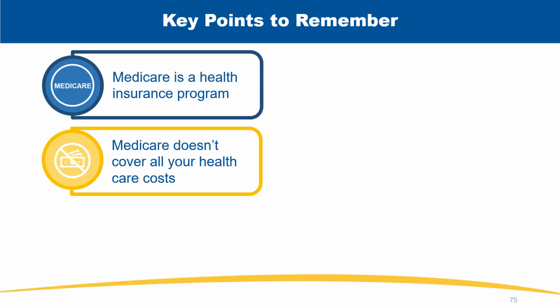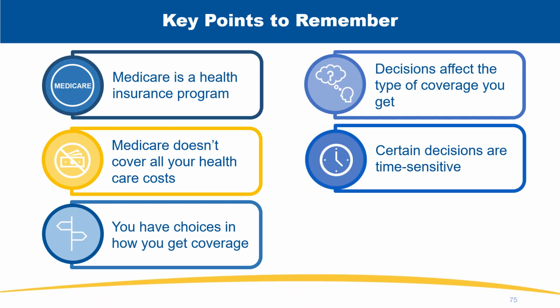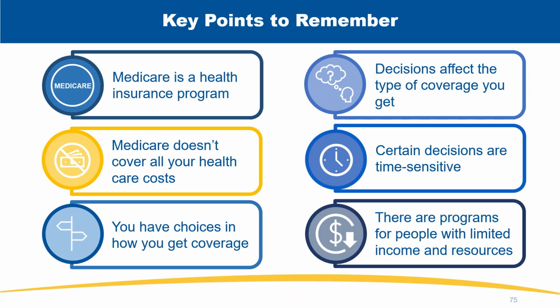Key points to remember. Medicare is a health insurance program. Medicare doesn't cover all your health care costs. You have choices in how you get coverage. Decisions affect the type of coverage you get. Certain decisions are time sensitive. There are programs for people with limited income and resources.